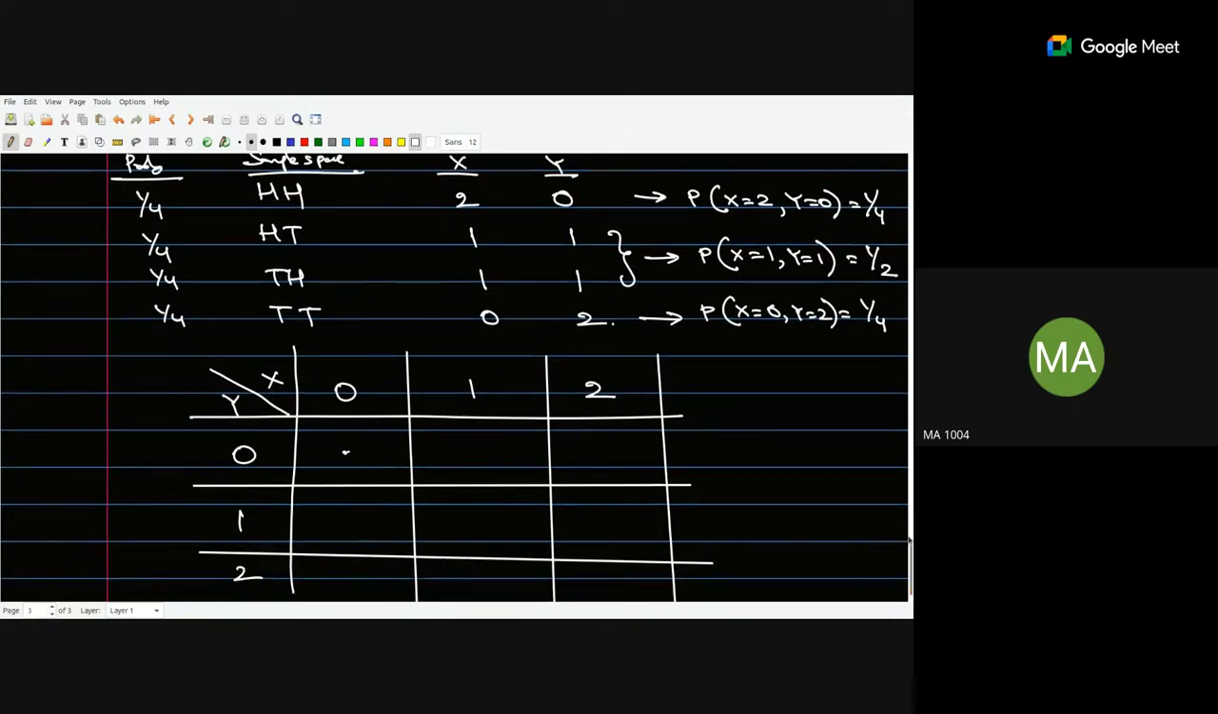So now you can see in the joint table, you have only 3 entries with non-zero values. All others are not possible cases. Because you are tossing a coin 2 times, you cannot have 0 heads and 0 tails. That's not possible. Yes, Hanna?